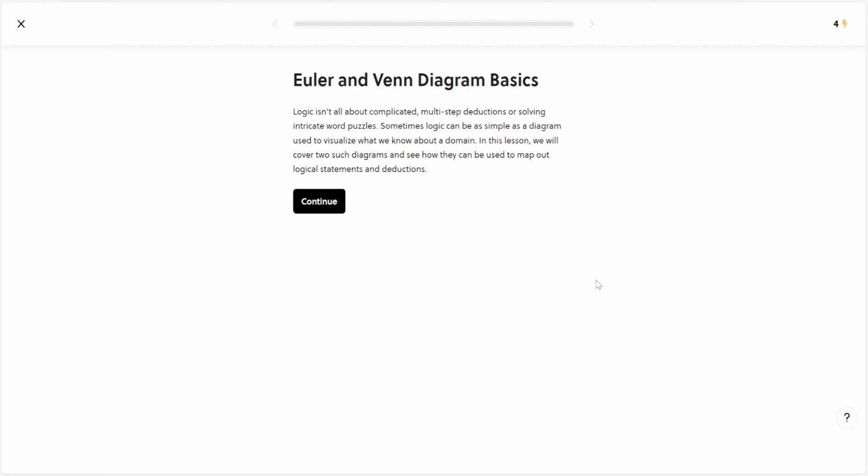Okay, next up we have Euler and Venn diagram basics. Logic isn't all about complicated multi-step deductions or solving intricate word puzzles. Sometimes logic can be as simple as a diagram used to visualize what we know about a domain. In this lesson, we will cover two such diagrams and see how they can be used to map out logical statements and deductions.